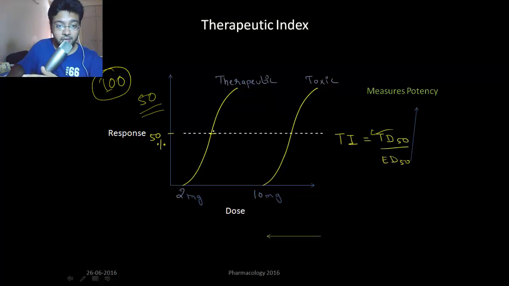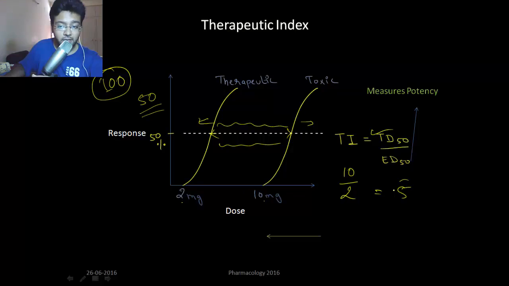That means this signifies that you have to give the dose in this range only. This is the safe range. Don't go beyond this or go below this, right? This is the safety range. This is also called the therapeutic index. So for this given drug, the therapeutic index is 10 by 2. Toxic dose 10 and effective dose, that is 2.